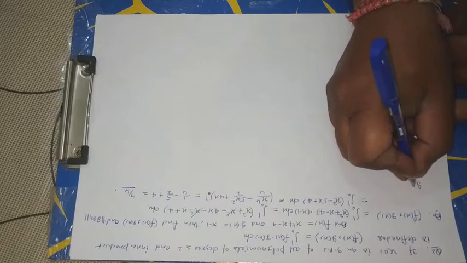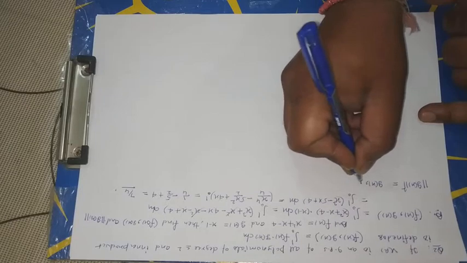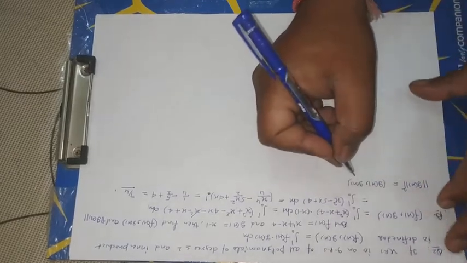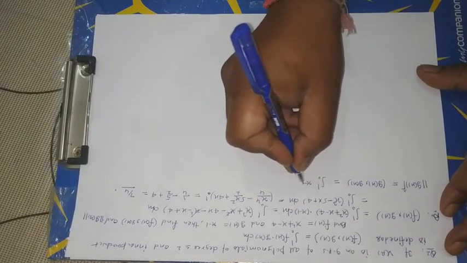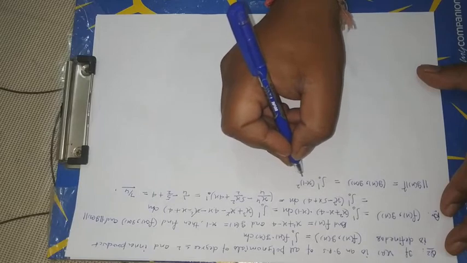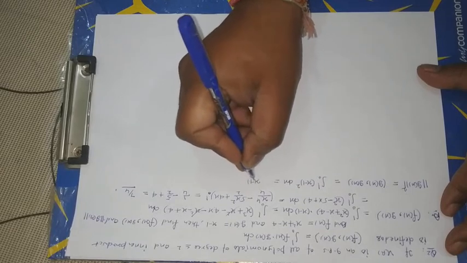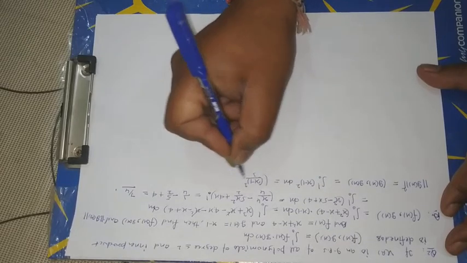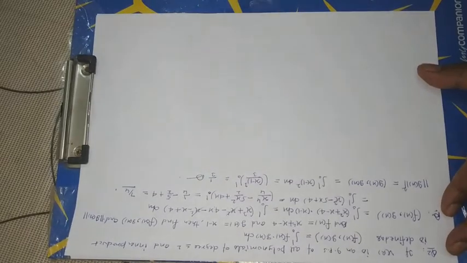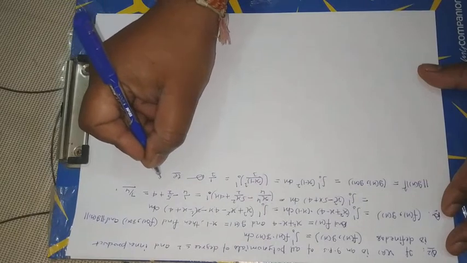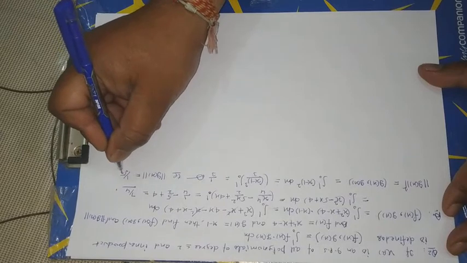Now g(x) norm square can be written as g(x) inner product with g(x). This is equal to the integral from 0 to 1 of (x minus 1) into (x minus 1), that is, whole square dx. This is equal to (x minus 1) whole cube upon 3 from 0 to 1. This is equal to 1 by 3 only. That is, g(x) norm is equal to 1 upon under root 3.